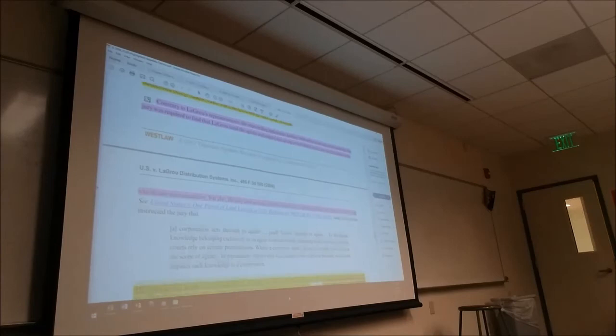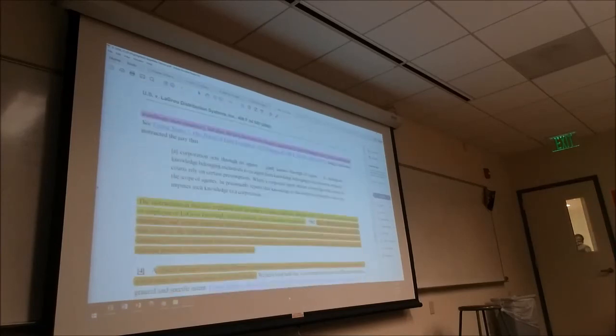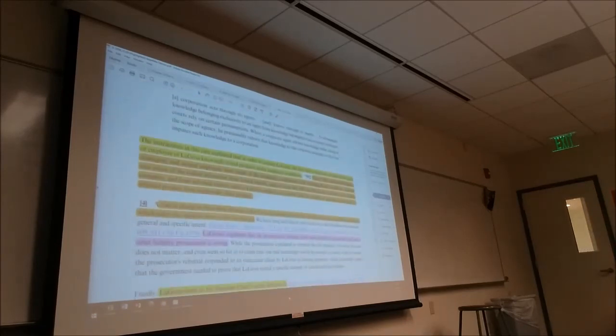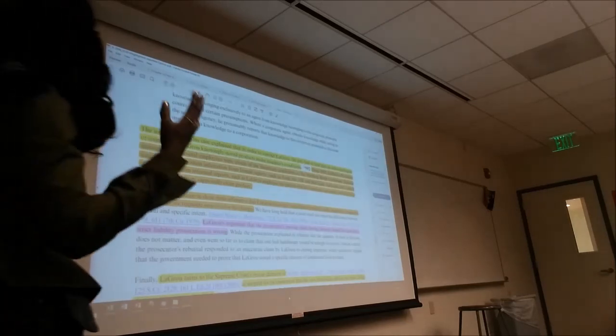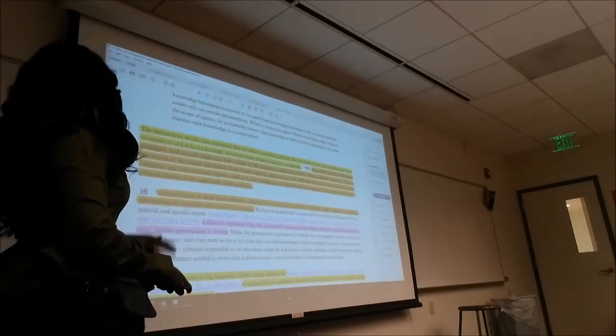Therefore, he acted with criminal intent, felony. But he's trying to establish that he's a corporate defendant and that he didn't have the specific knowledge. So he's lying through his teeth. That's what he's doing.